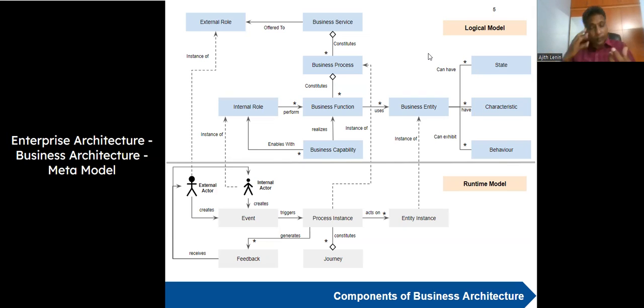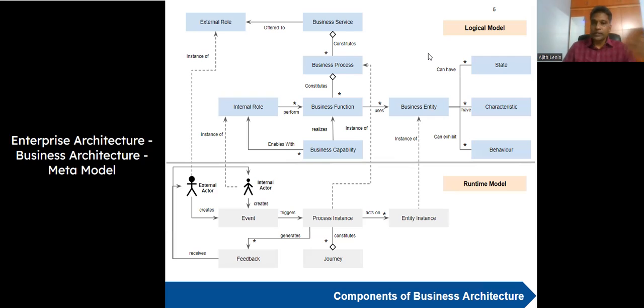So if we look at a bank, right? The bank offers a set of services. It could be a loan service. It could be a banking account service. It could be a credit card service, right? So basically, any enterprise is a bunch of business services which are offered to an external entity, right?